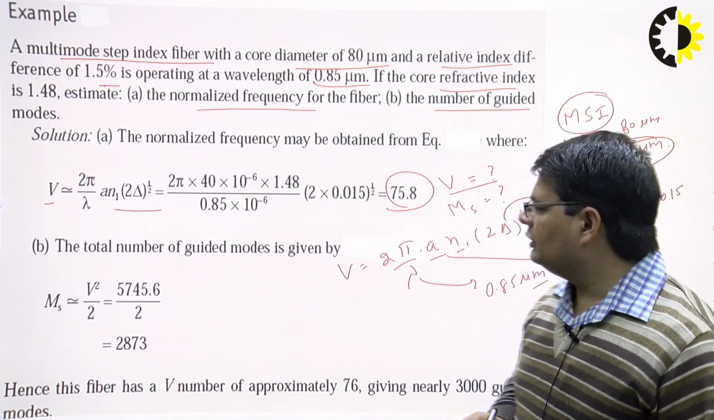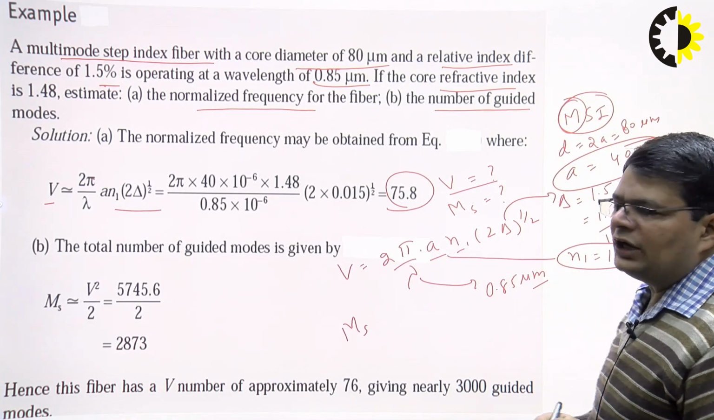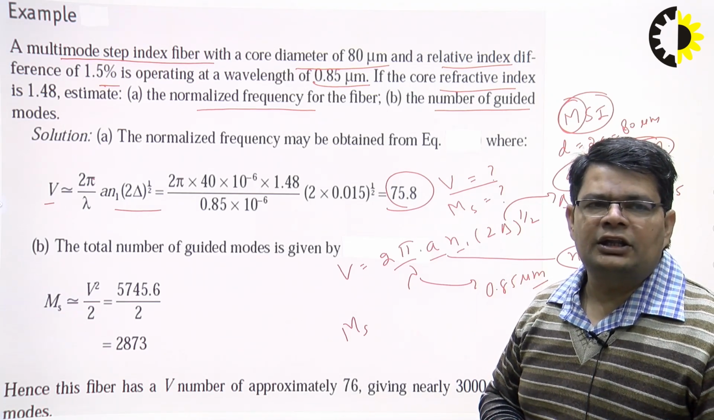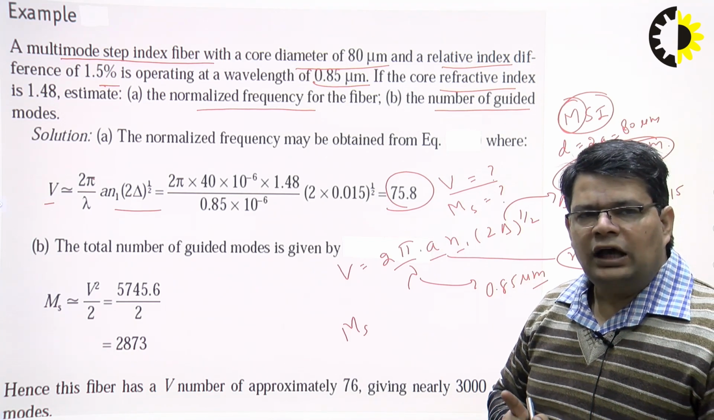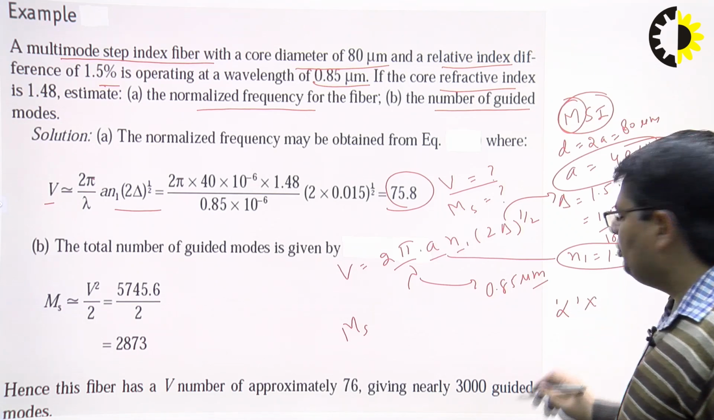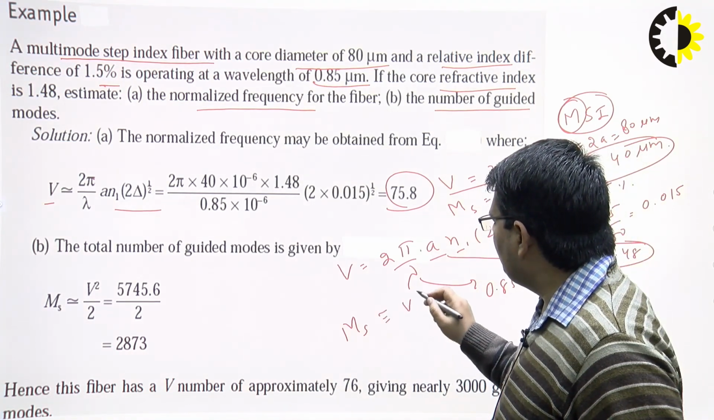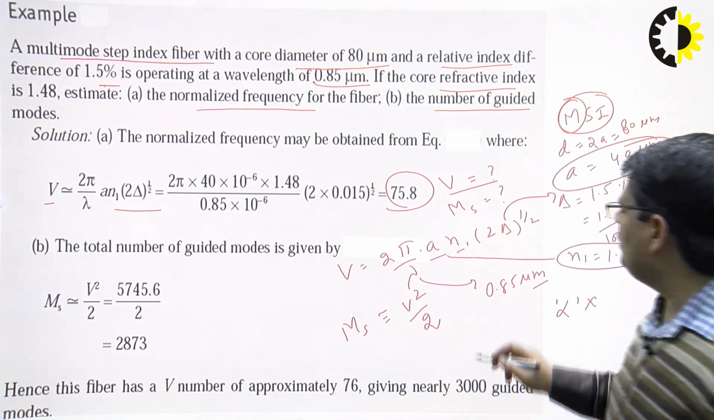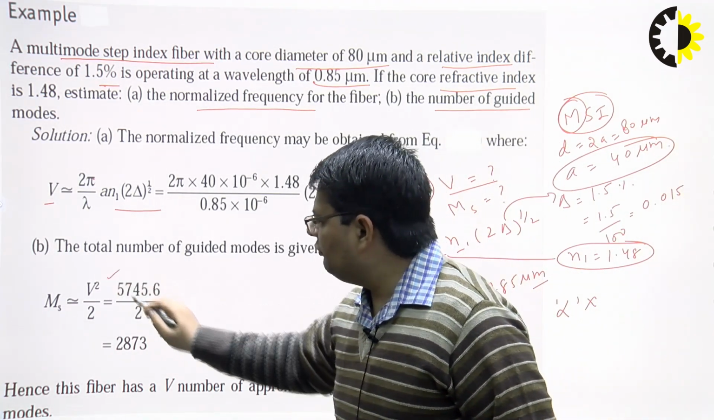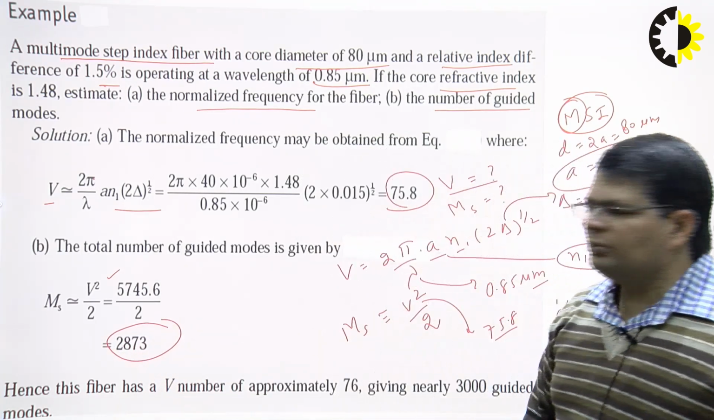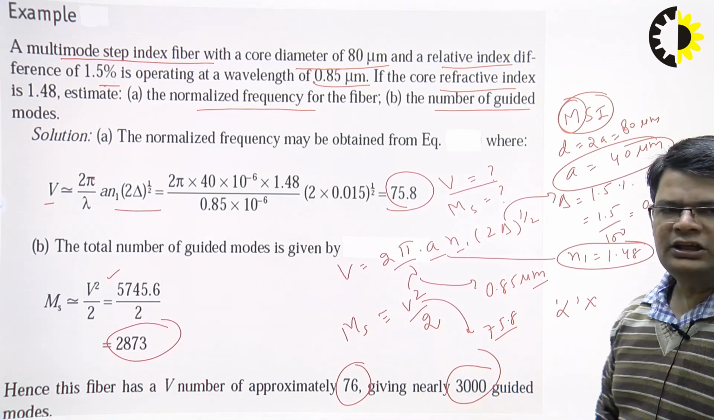75.8. And then we need to calculate the number of guided modes, because this is the case of multi-mode step index. That means we have to calculate how many multiple modes are propagating in the step index fiber. As this is the case of step index fiber, the profile parameter alpha is not considered here, because alpha is considered in the case of graded index fiber. So simply the number of modes will be nearly equal to V square by 2. V we have already calculated as 75.8. Putting this value, we calculate the number of modes propagating in the multi-mode step index fiber. That means the V number is approximately 76 and the number of guided modes is nearly 3000.